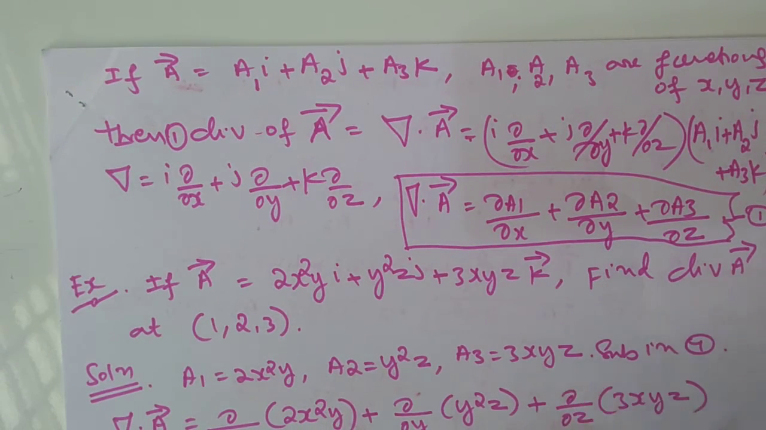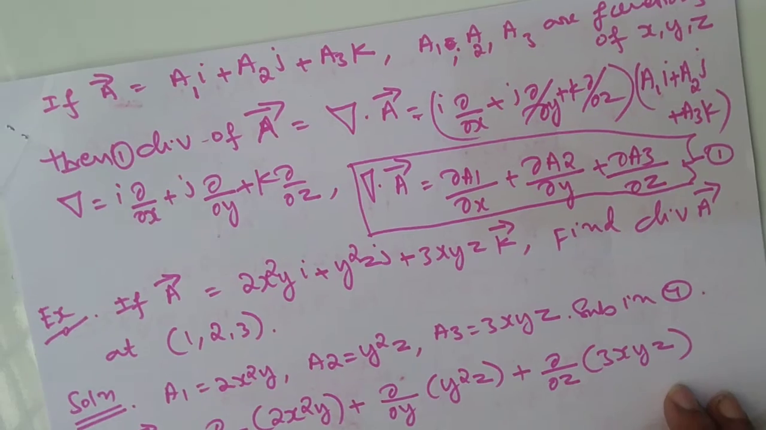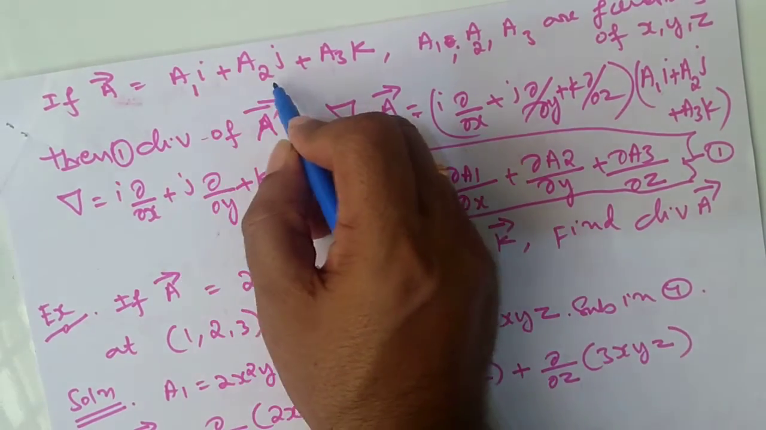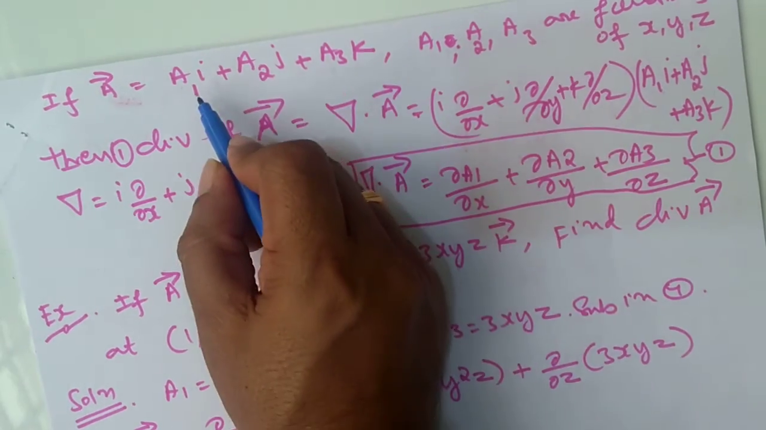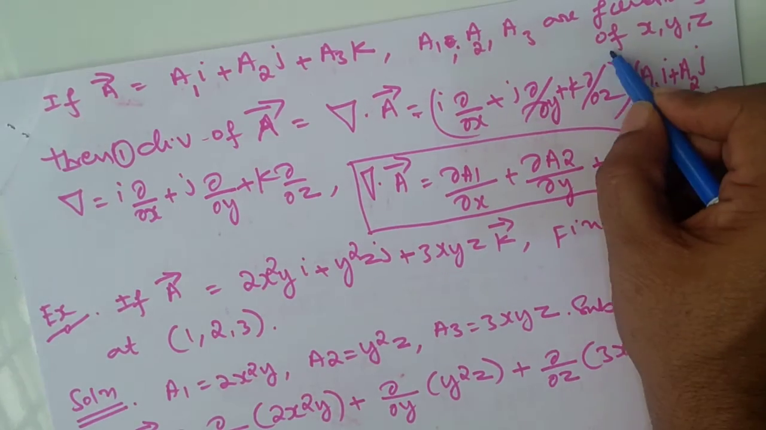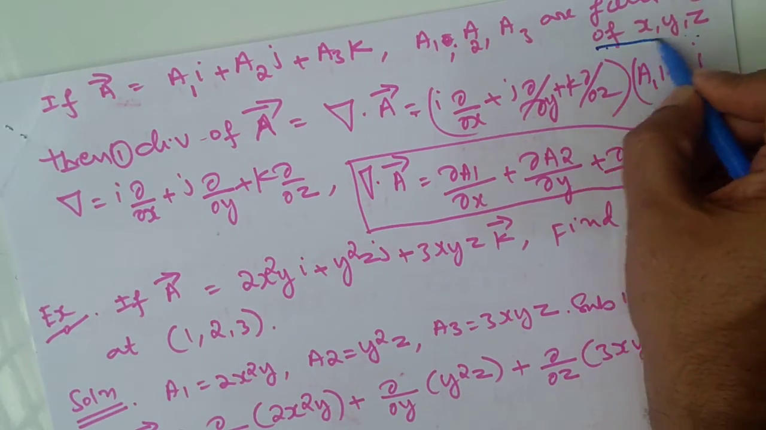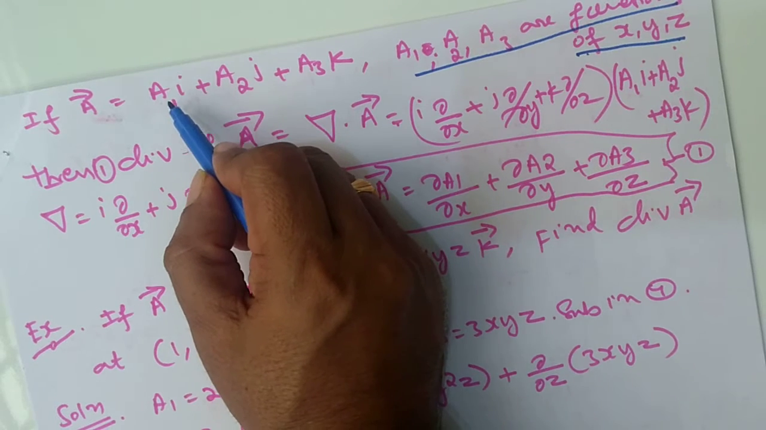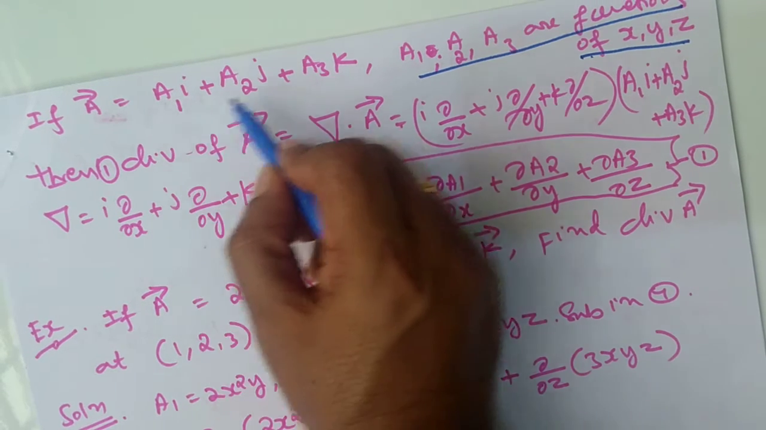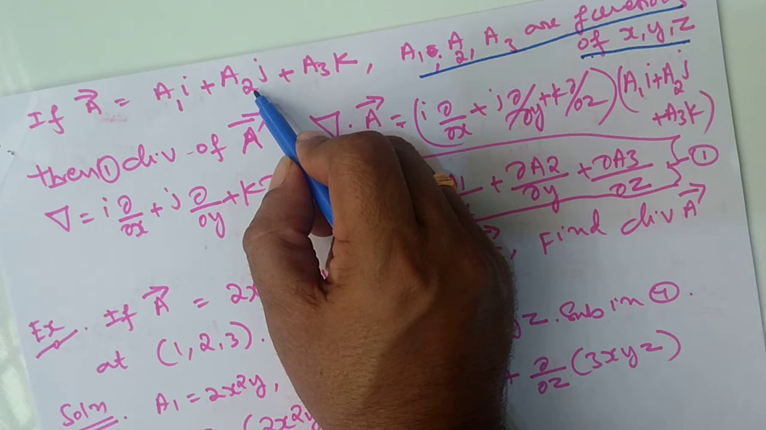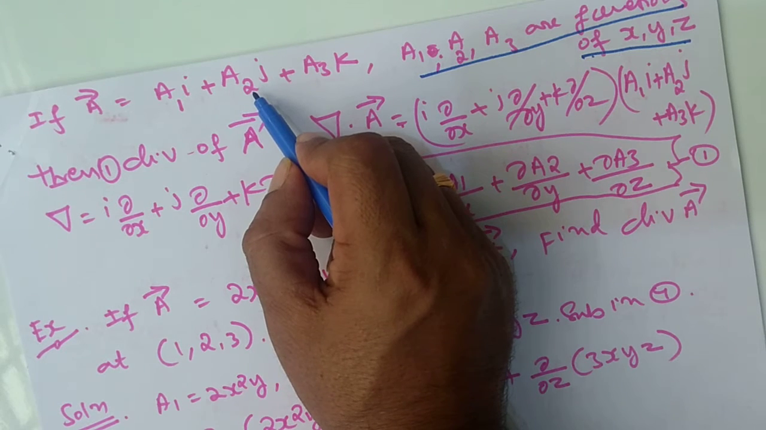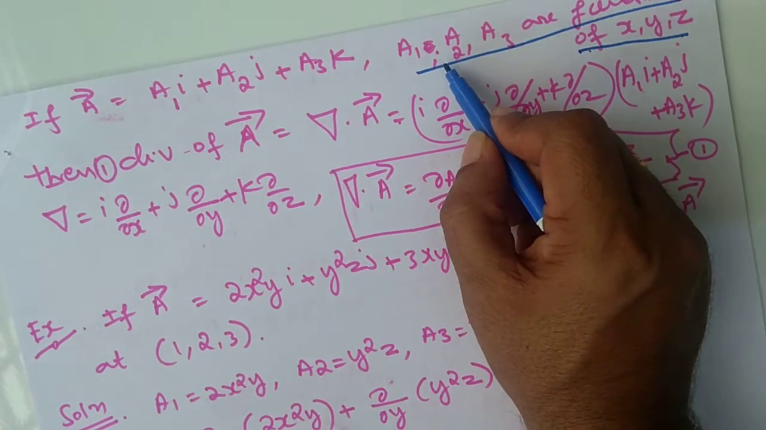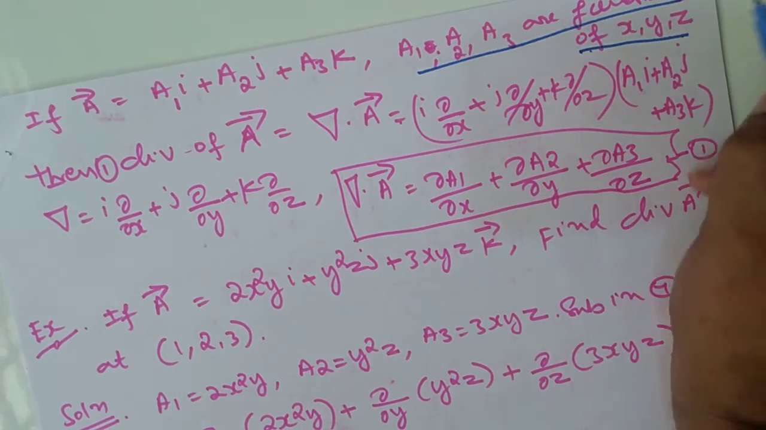Today we are talking about the divergence of a vector and the curl of a vector. Suppose A is equal to A1i plus A2j plus A3k, where A1, A2, A3 are functions of x, y, z. What does it mean? It means A1 is an expression in x, y, z. A2 may be an expression in x, y, z. A3 may be an expression in x, y, z. That is what we mean by telling A1, A2, A3 are functions of x, y, z.